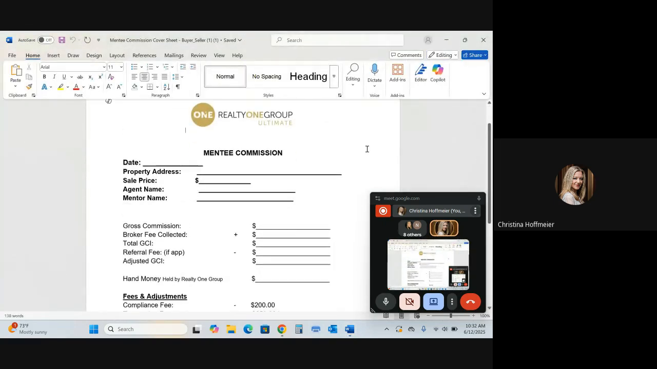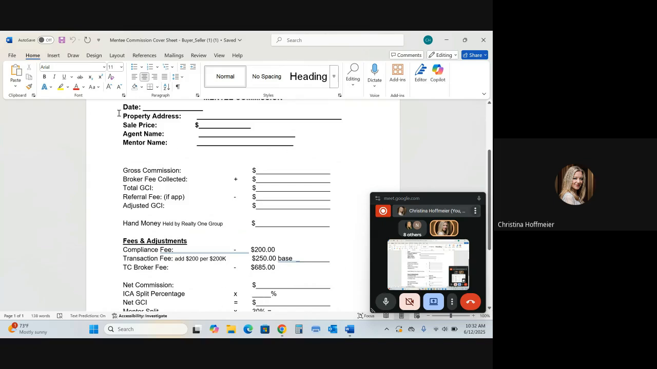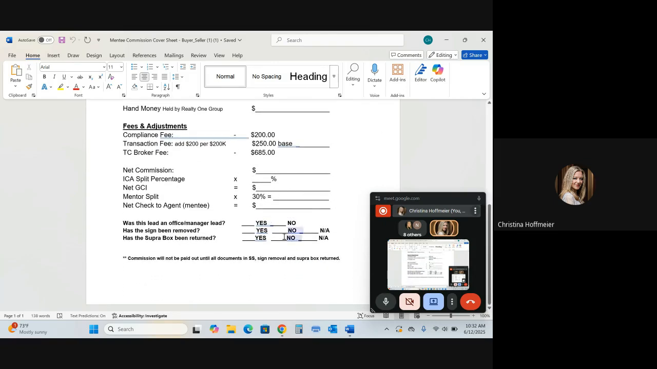All right, so here it says right here at the top, mentee commission. We have the information here. You have your same information here. Then we have the same fees here. And then down here, we have a little bit of an extra step. So we have net commission. You're going to put in the ICA split percentage and then the net gross commission income.